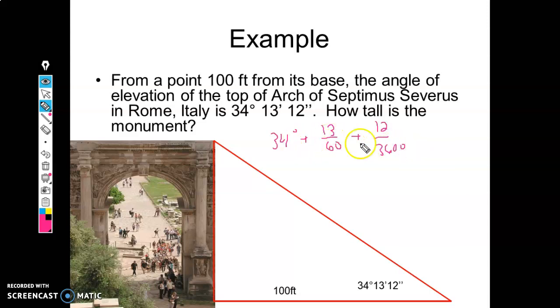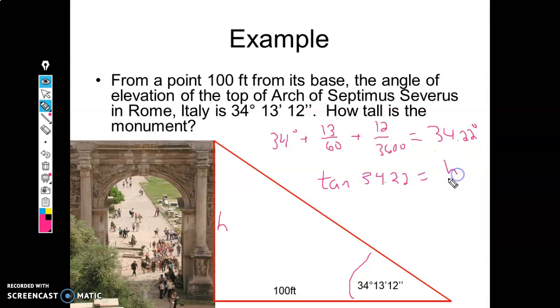All right, so then you need to calculate the decimal for this. So let me get my calculator and do that real quick. Okay, so we got 34.22 degrees. Now, if we're going to find the height, we have to figure out which trig function to use. So this is the angle that's given to you here. So h is the opposite side, and 100 is the adjacent side. So we have opposite over adjacent, which means we're going to be using tangent here. So we're going to do tangent of 34.22 equals opposite over adjacent.